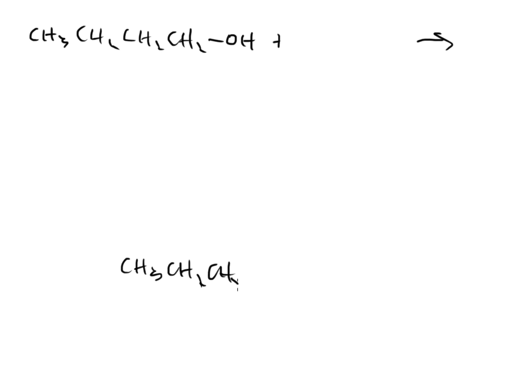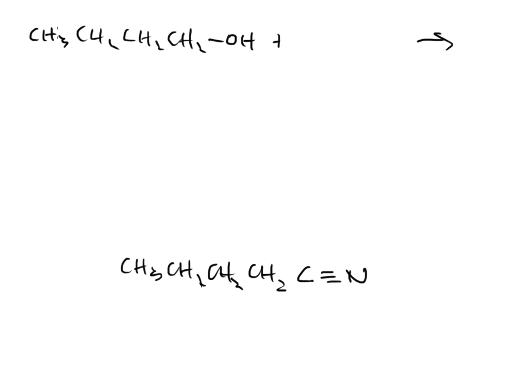So CH3, CH2, CH2, CH2 with an OH group. All right, so there we go. And we need to add something to it. What do we add to it? Well, we've got to figure out what we need to make. And in this case, it is CH3, CH2, CH2, CH2 with a carbon triple bond N.